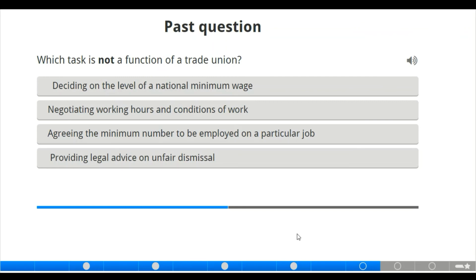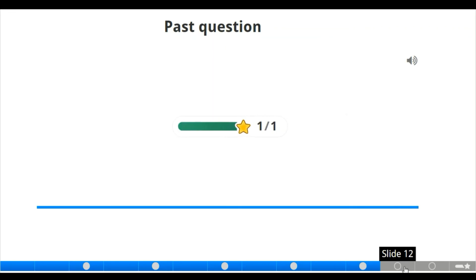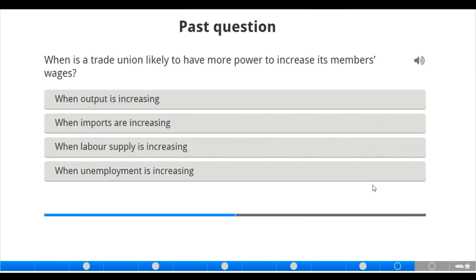What do you think should be our answer here? Of course, trade union does not decide on the level of national minimum wage because national minimum wage is fixed by government for the whole economy. That is the correct answer. We move to the next past question here also. When is a trade union likely to have more power to increase its members' wages? Now, when do you think trade unions are likely to have more power to increase its members' wages?